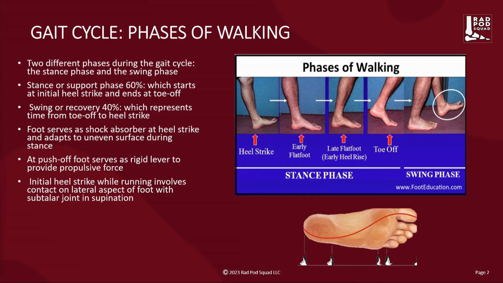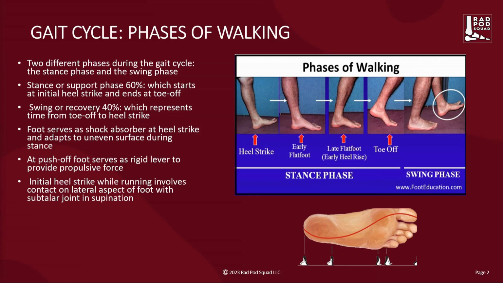Moving on to the phases of walking, we recognize two different phases during the gait cycle: the stance phase and the swing phase. The stance, or the support phase, we spend about 60% of our time, and it starts at an initial heel strike. It moves to early flat foot, then late flat foot, moving us forward in the tibia, and then toeing off, and of course the swing phase. Swing phase or recovery is about 40% of our time, and it represents that time from toe off to heel strike. The foot can serve as a shock absorber at the heel strike and adapts to uneven surfaces. At push off or toe off, the foot is a rigid lever to provide a propulsive force forward.